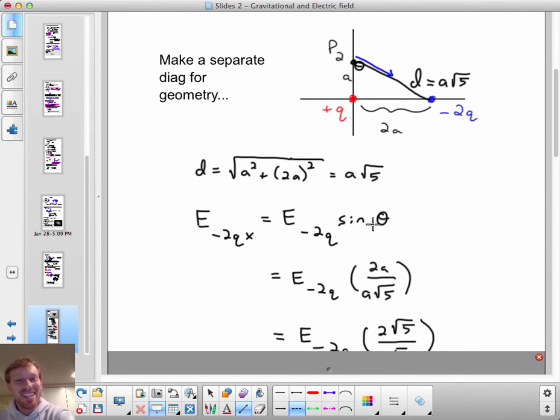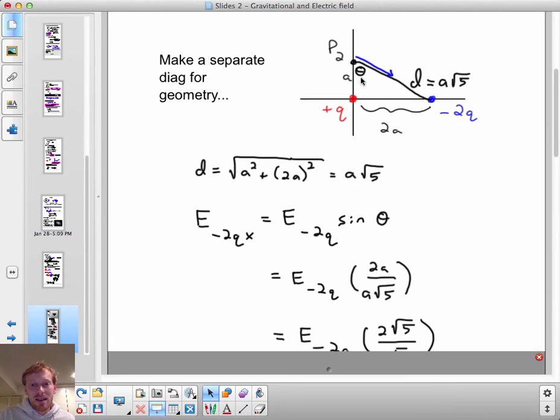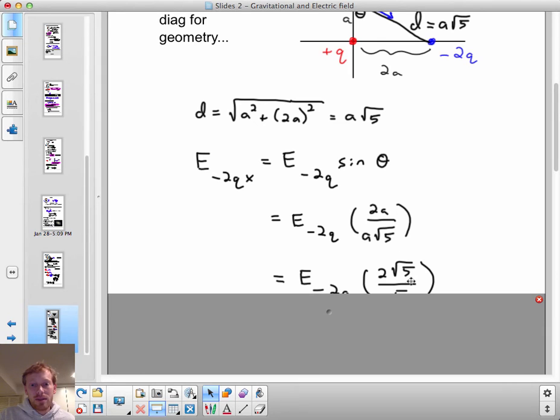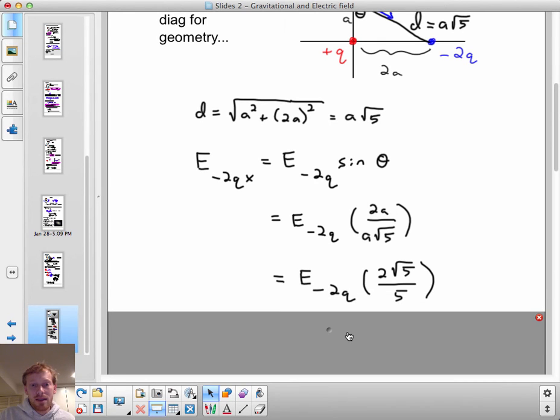Draw it bigger. Here's a corollary. If you have trouble keeping track of sine and cosine, draw it bigger. So the horizontal component of that blue vector is equal to the whole magnitude of the blue vector times the sine of theta. And what is the sine of theta? Well, the sine of theta is opposite, a, over hypotenuse, a root 5. So I can make that substitution there. The a's cancel.